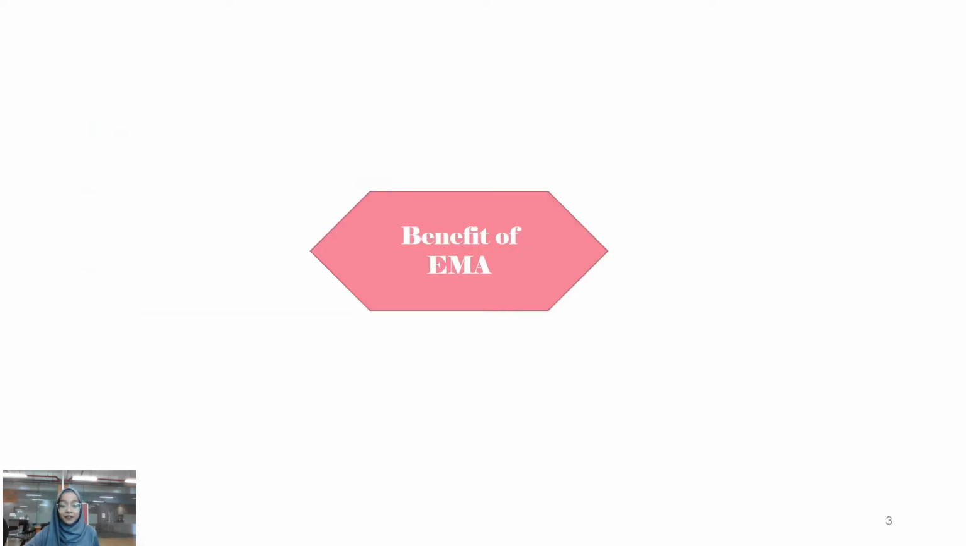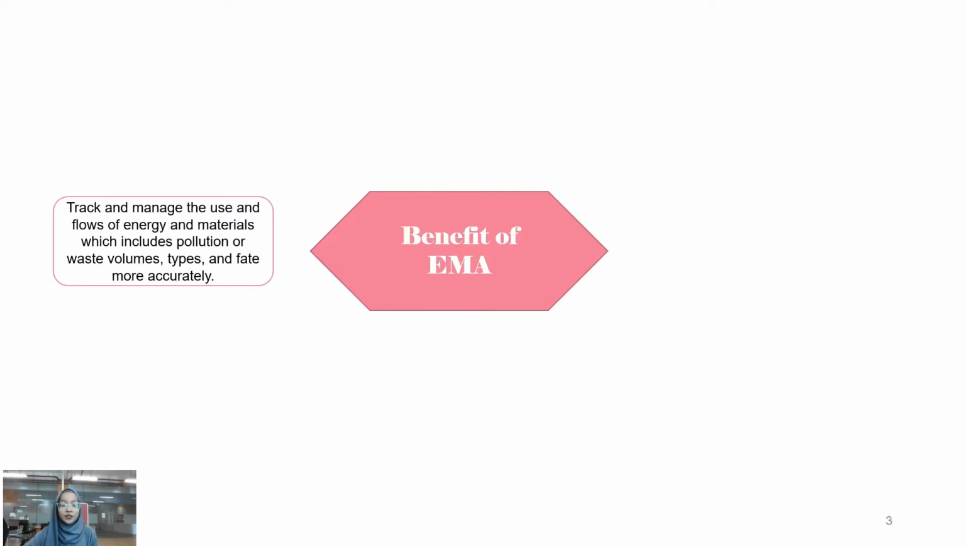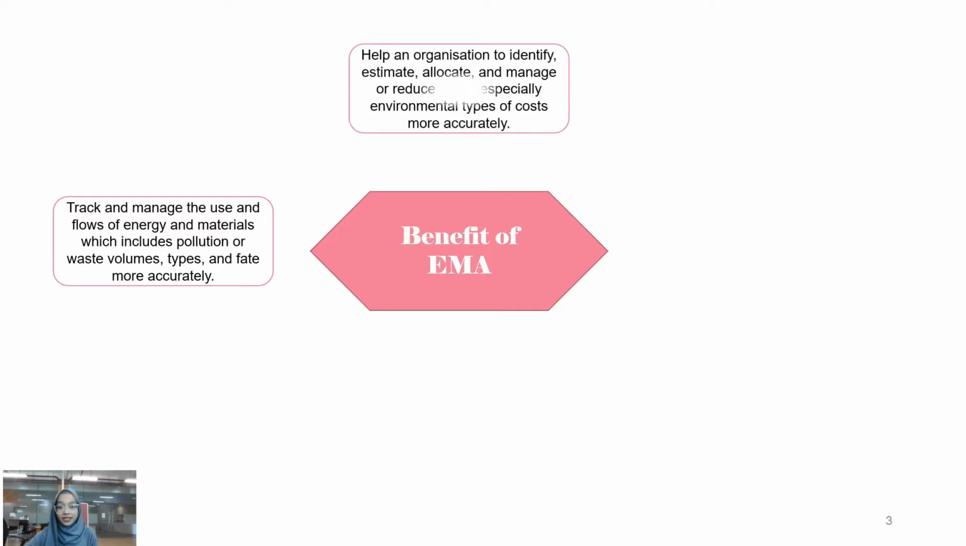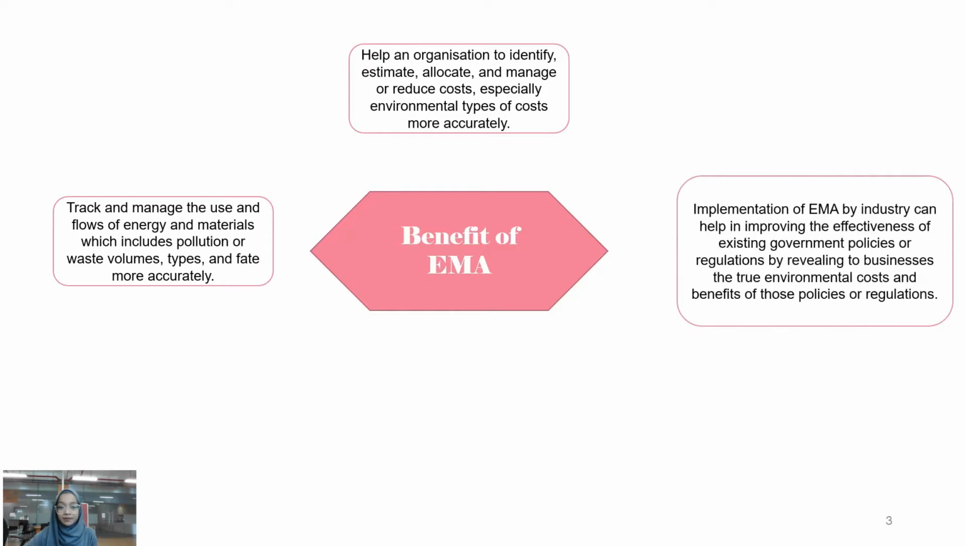Let's move on to the benefits of EMA. First, track and manage the use and flows of energy and materials, which includes pollution or waste volumes and types, more accurately. Second, help organizations identify, estimate, allocate, and manage or reduce costs, especially environmental costs, more accurately. The third one is that implementation of EMA by industry can help improve the effectiveness of existing government policies or regulations by revealing to businesses the true environmental costs and benefits of those policies or regulations.